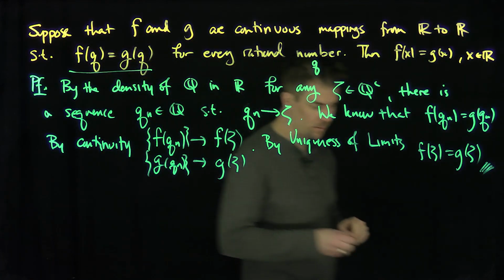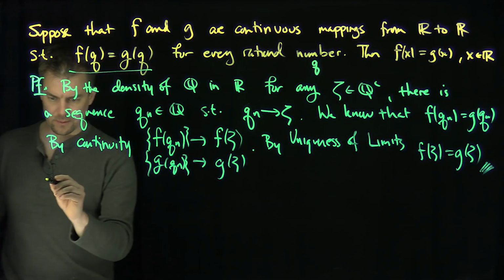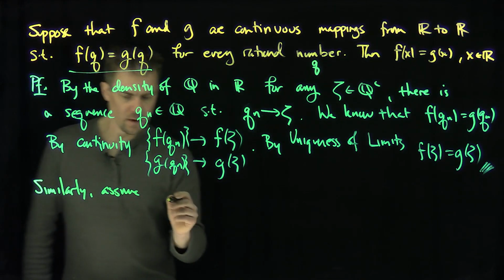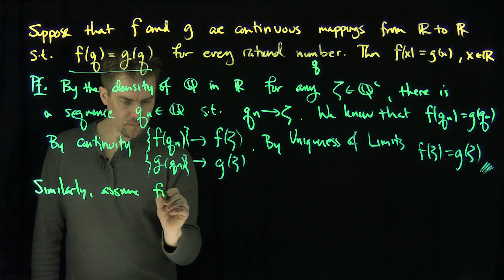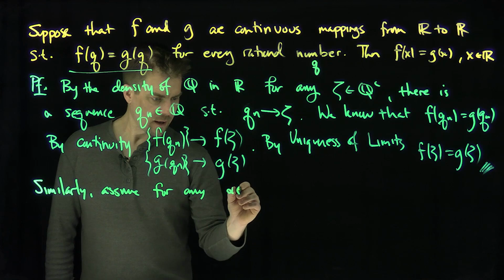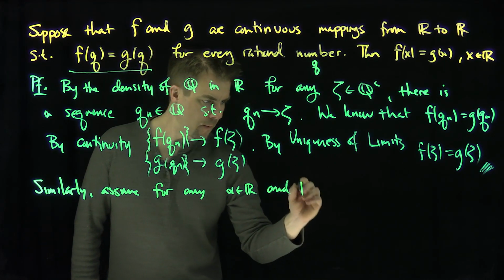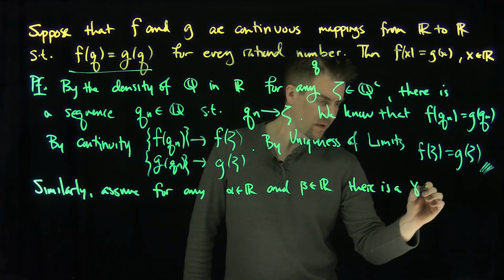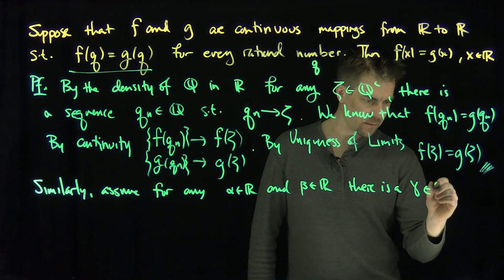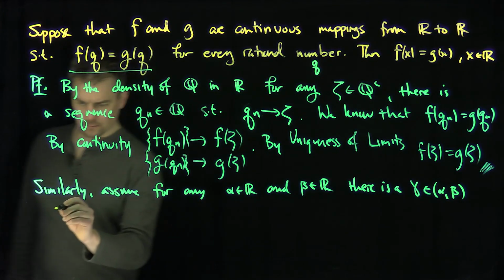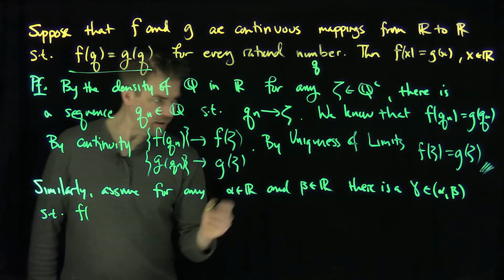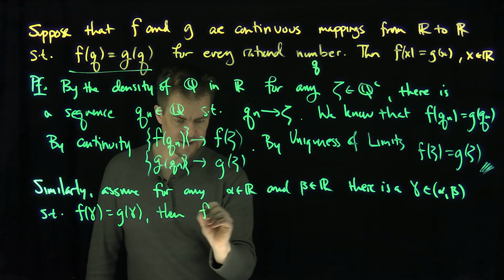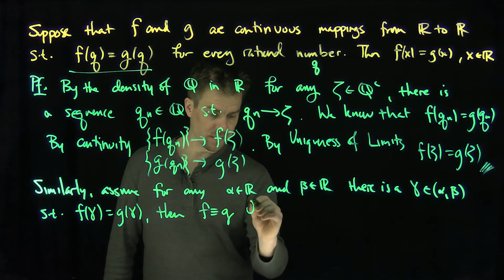Let's see another sort of problem in a similar vein. Let's suppose that now, similarly, assume that for any alpha in R and beta in R, there's a gamma in between alpha and beta, let's assume without loss of generality that alpha is bigger than beta, such that f of gamma is equal to g of gamma. Then f is identically equal to g if f and g are continuous.